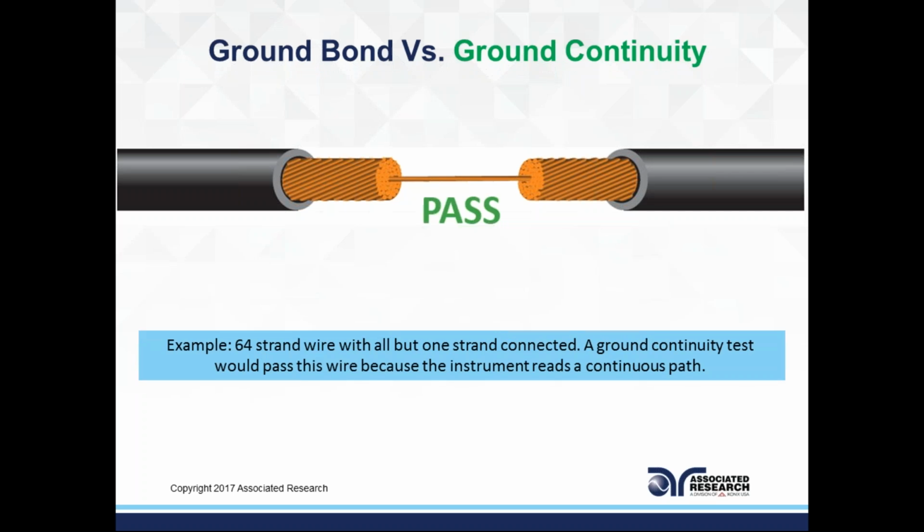Now, having run a ground continuity on this wire, you could pass the continuity all day long. It's a low current test. It's not going to damage the wire. It's going to be able to carry the low current from one side of the wire to the other side. It will pass your continuity. So in your production, if you had this wire in your product, you will pass continuity.